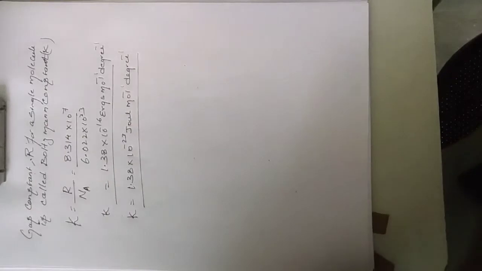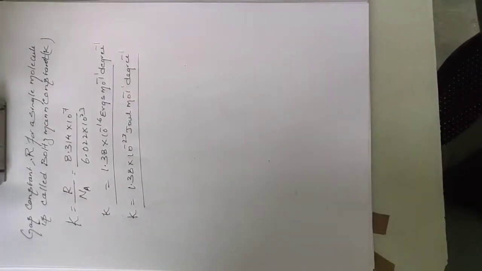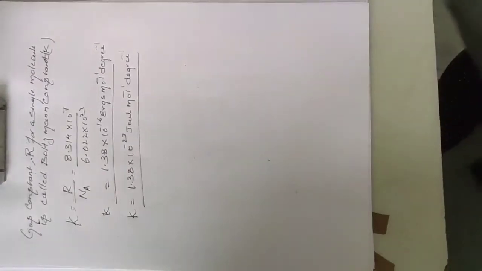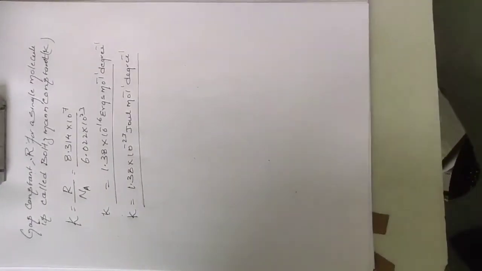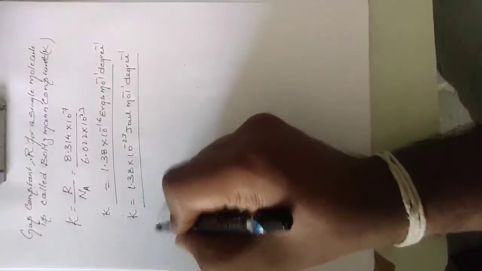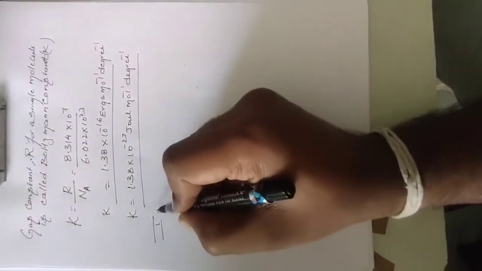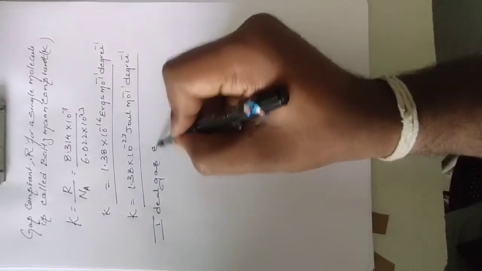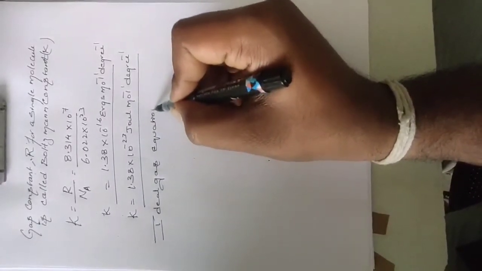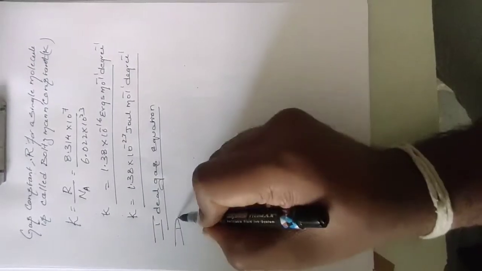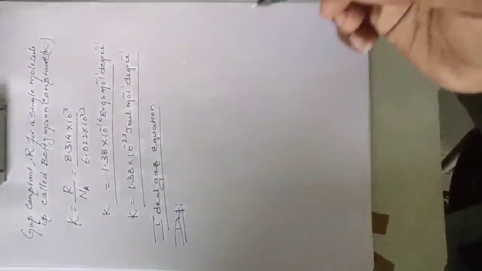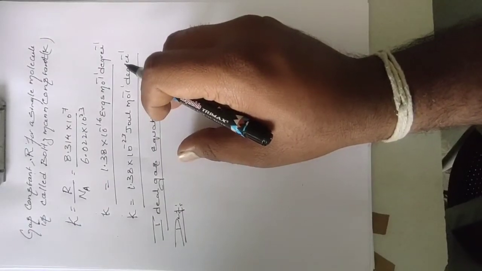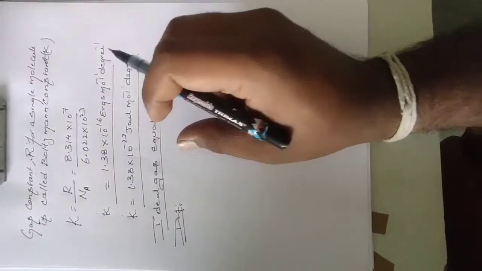But I forgot to tell one definition for the ideal gas. Sorry for that. I forgot to tell the definition of the ideal gas. You see, we already saw the ideal gas in the previous class. It obeys, which means it follows.